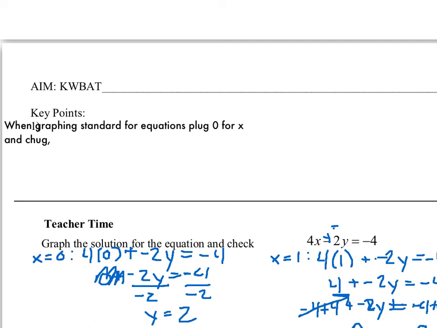Oh, yeah, I'll fix that in a second. When graphing, plug 0 for x and chug, then plug 0 for y and chug.